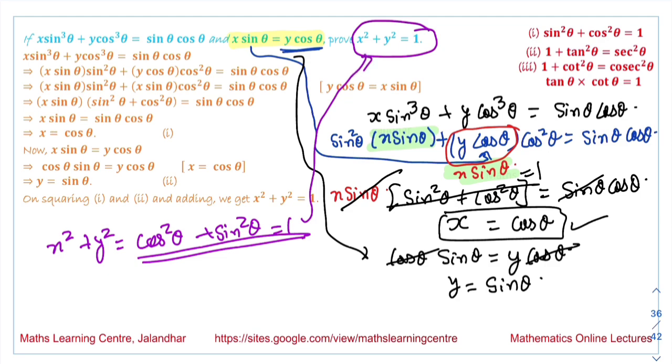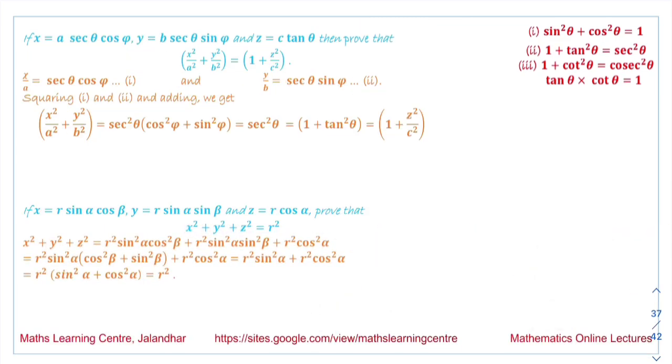Next is, if x is equal to a secant theta cos phi and y is equal to b secant theta sin phi and z is equal to c tan theta, we have to prove that x over a square.